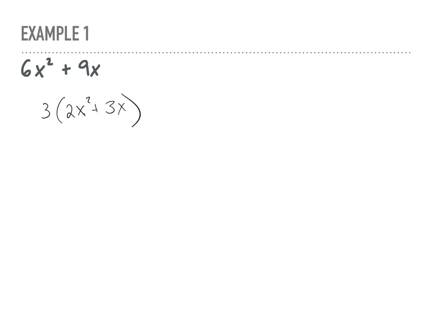Now, since the numbers are fully factored, because for 2 and 3 the only common factor is 1, we can stop with the numbers. Now, let's look at the variables, the x. We have multiple x's inside, so we can take out one x, and we're going to get 3x, and then parentheses, 2x plus 3. Since we don't have any more variables inside the parentheses, you're done. Therefore, your solution is 3x, parentheses, 2x plus 3.